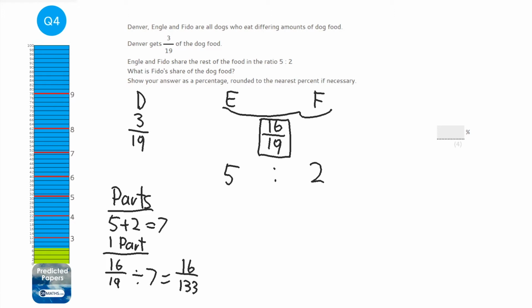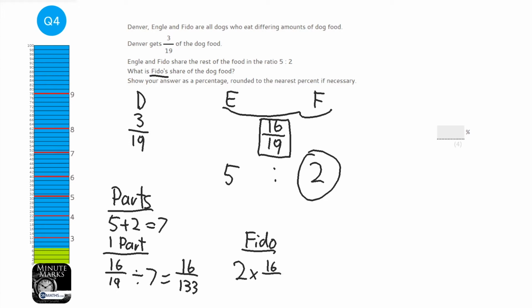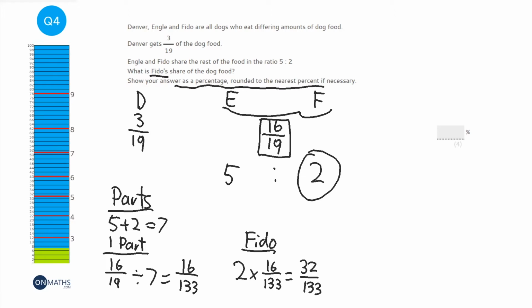Now it says, show what is Fido's share. So we're looking for Fido's share. Now Fido gets 2 lots of that. So looking for Fido, he gets 2 lots of that fraction. So I'm going to times that by 2 on the calculator, which is 32/133. Now it does say show your answer as a percentage rounded to the nearest percent.